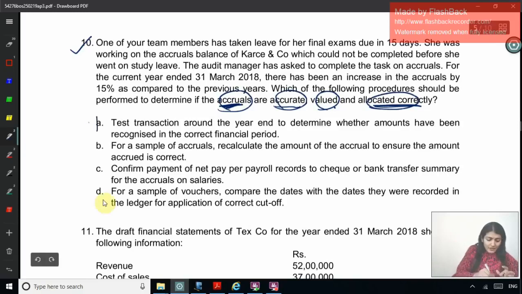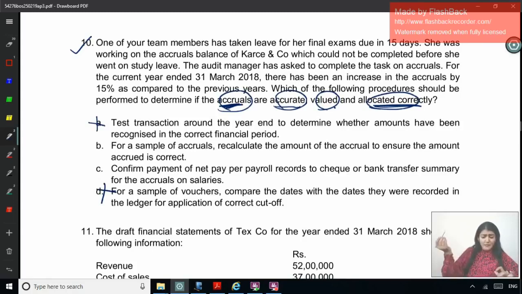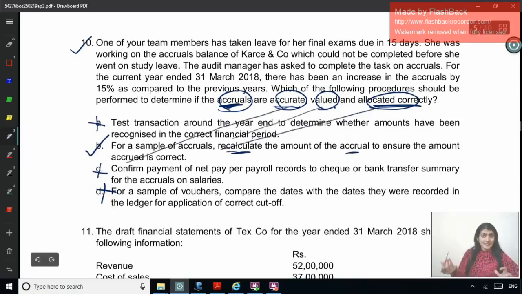So procedure number A and D is a no for me, because they both are for cutoff. Confirm payment of net pay per payroll record to check or bank transfer summary for the accrual. No, that won't give me any evidence regarding the valuation. So the correct answer over here is B. Why B? Because that talks about recalculate the amount of the accrual to ensure the amount accrued is correct. So obviously that gives me evidence regarding accurate, valued and allocated.